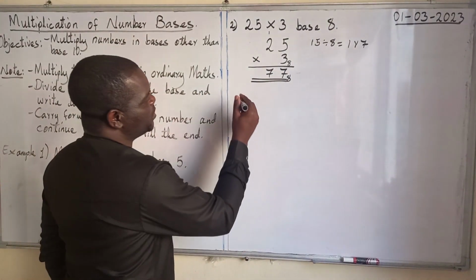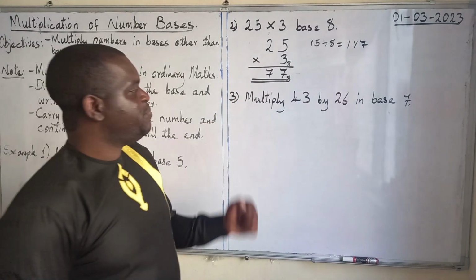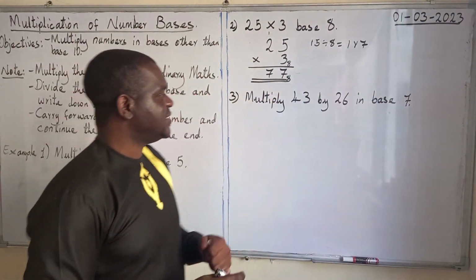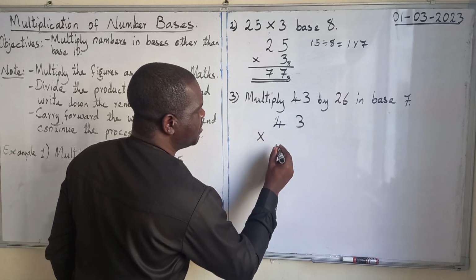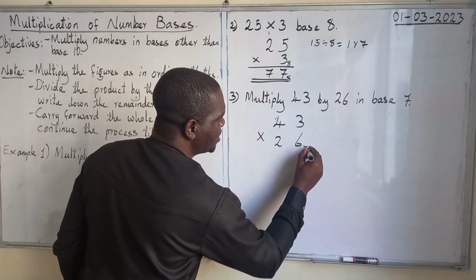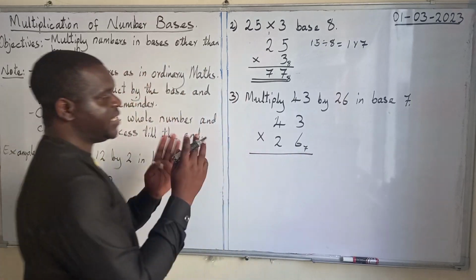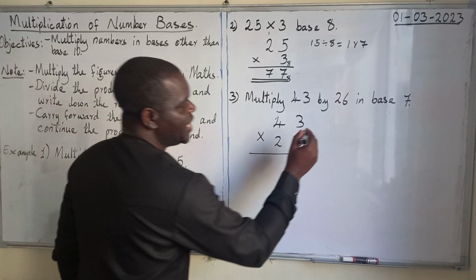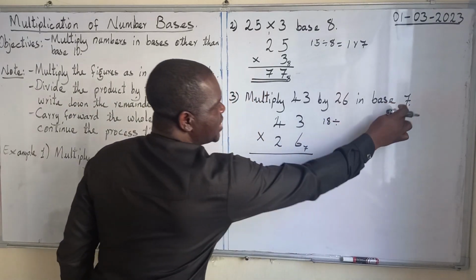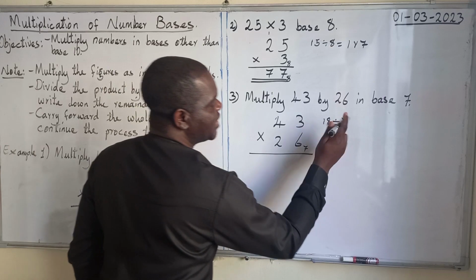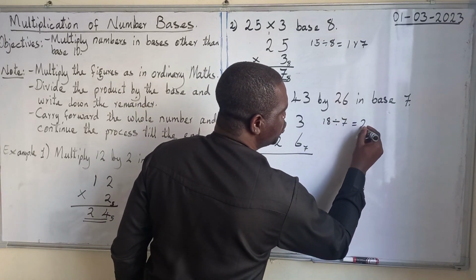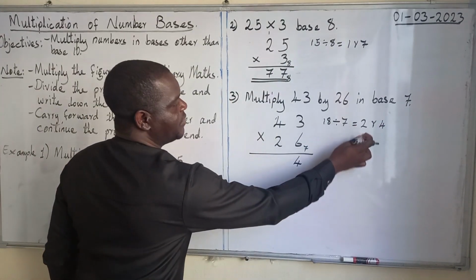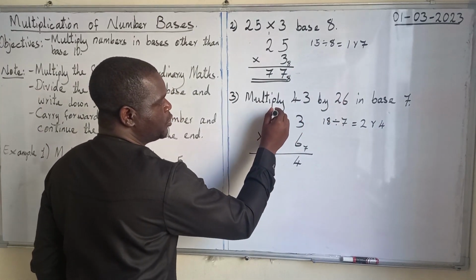Let's move on to example 3. Multiply 43 by 26 in base 7. 43 multiplied by 26, all this in base 7. Take note of the base. 3 times 6 is going to give 18. 18 is more than the base, so you divide by the base. 18 divided by 7 is going to give 2, remainder 4. You write down 4 here and carry 2 to the next, so you keep 2 here.